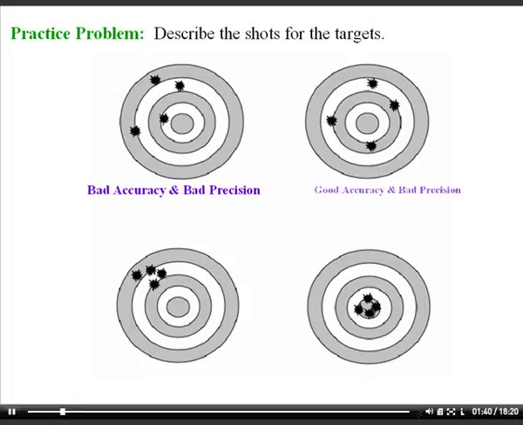The next target actually has pretty good accuracy on average, because one shot is a little high, one shot's a little low, one shot's a little to the left, one shot's a little to the right. So on average, they're pretty much hitting the center. But they have bad precision because they're not close to each other.